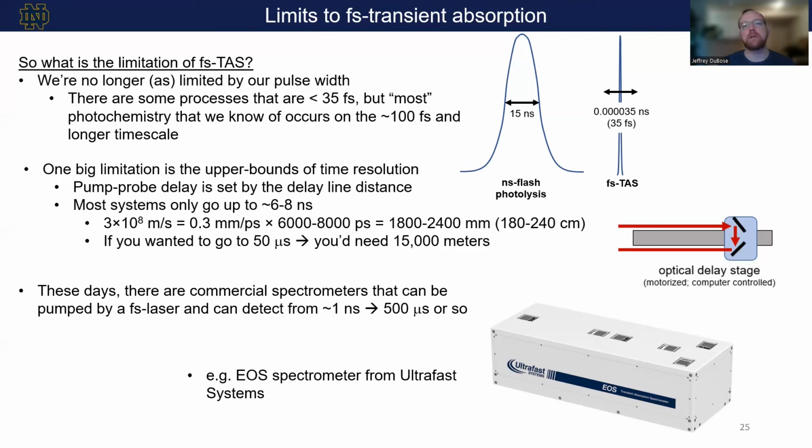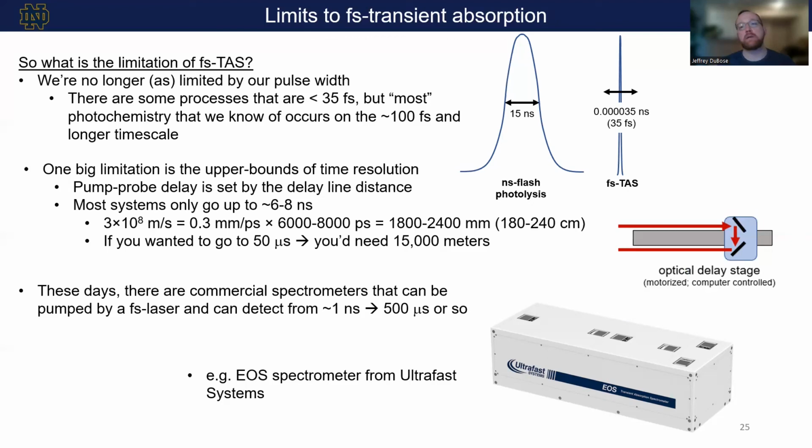But suffice it to say, if you want to go from the femtosecond timescale out to the microsecond, millisecond, or even second timescale, typically you either have two different setups, where you have a flash photolysis setup and a separate femtosecond TA setup, or you have two different spectrometers, one that uses an optical delay stage for femtosecond to a few nanoseconds, and then one that uses this particular spectrometer from a few nanoseconds out to microseconds.